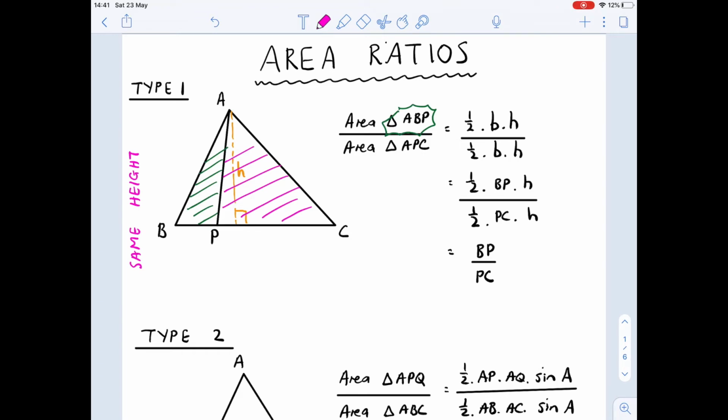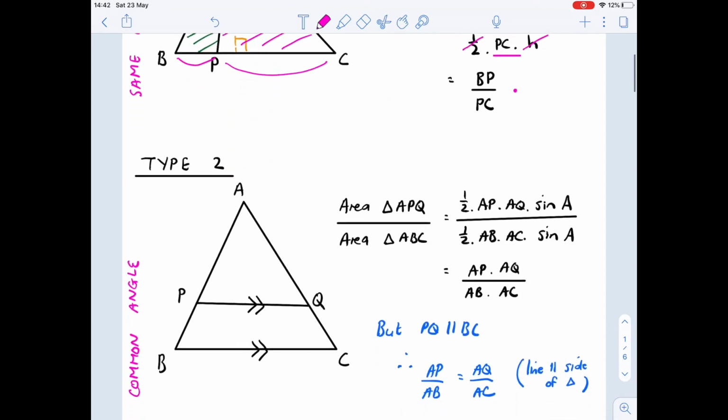So if we write it as a ratio, the area of any triangle is half times base times height over half times base times height. The base of the first one is BP, and the base of the second one is PC. But we can now cancel what's common. A half is common, and the height is the same, so we can cancel it. So the area of triangle ABP over the area of triangle APC is just equal to BP over PC, which is just the bases of the triangles. So the area of ABP over area of APC is the same as the ratio of their bases. Okay, that's if they have the same height.